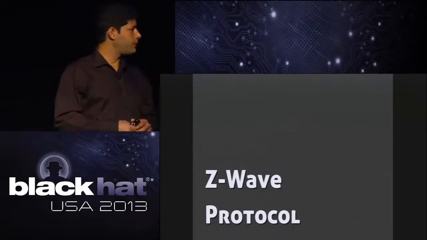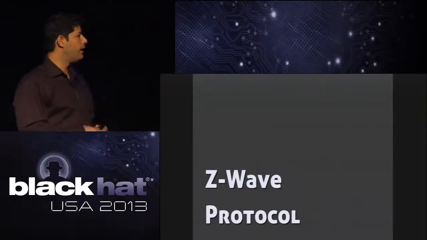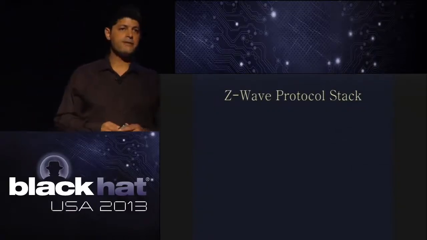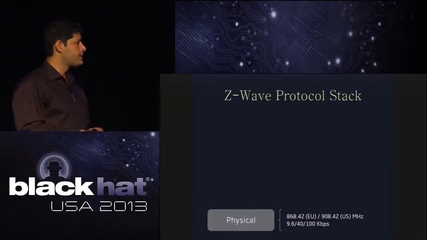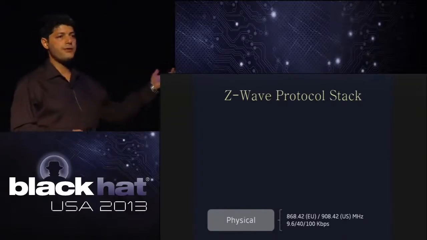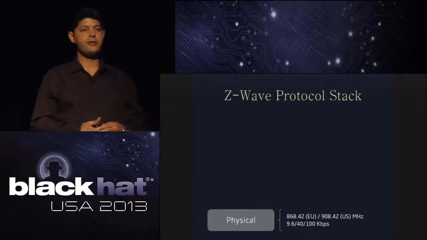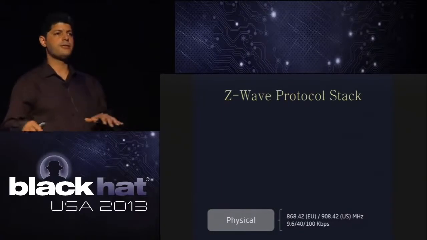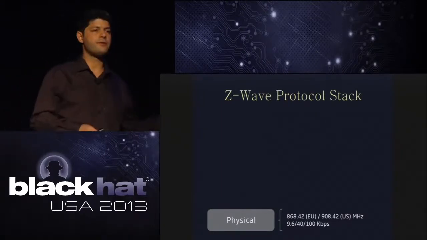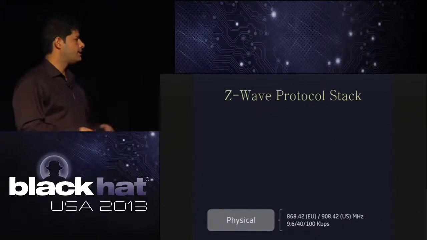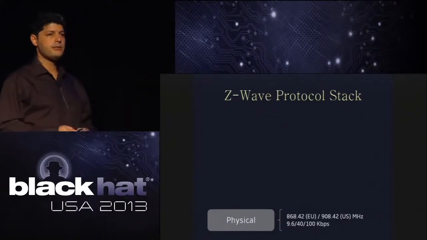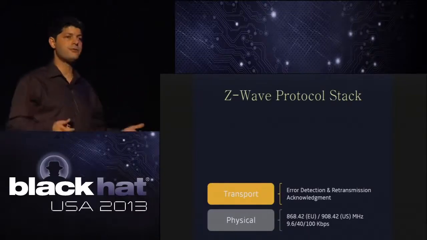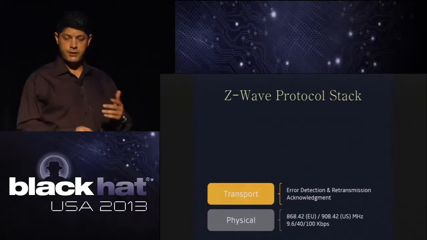So I'm going to talk about the Z-Wave protocol. We're starting to get a bit technical. First of all, the Z-Wave protocol stack. We have the physical layer right at the bottom. That's the RF frequency that it uses, about 868 MHz in the EU and 950, if I'm correct, in the US. Depending on regional regulations, they use different frequencies across the world. It can operate at various bit rates, as you can see at the bottom of the slide. On top of that, we have the transport layer, which handles the acknowledgement, retransmission, and error handling of the frames.